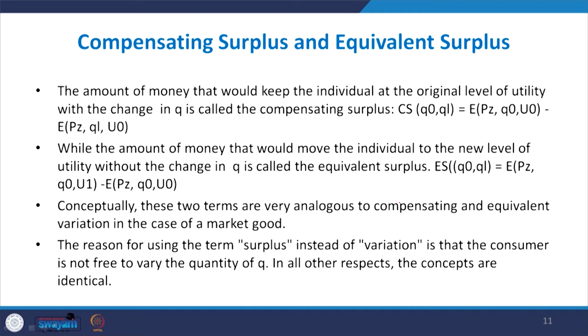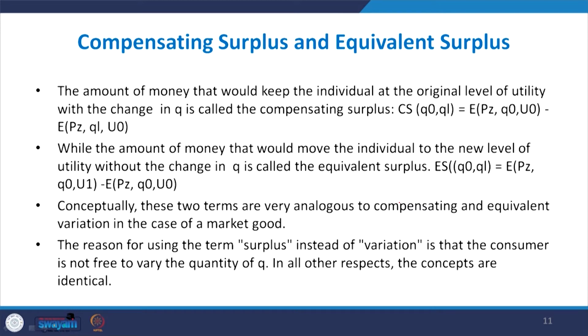So, the basic difference here is that in this case utility changes. In the compensated surplus, utility is the same. So, given that the level of utility is the same, but Q is changed. But in this case, utility is changed, but Q remains constant. So, that is called equivalent surplus, meaning how much money is required for the consumer, without change in the environment, to reach the higher level of indifference curve from U0 to U1.